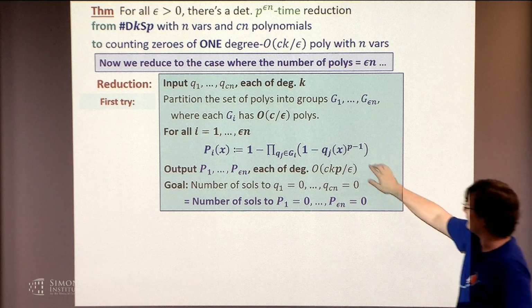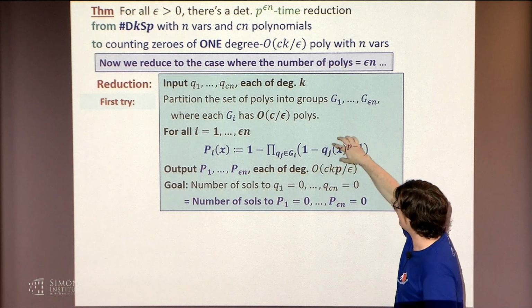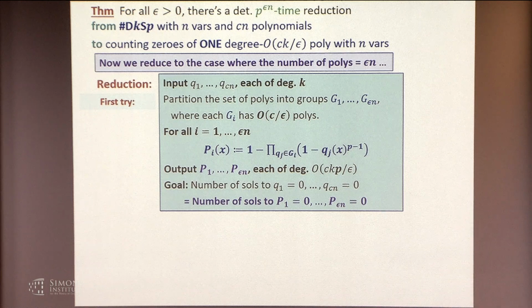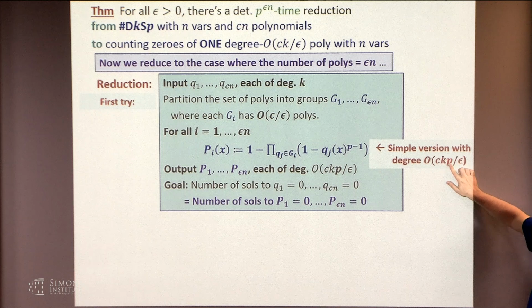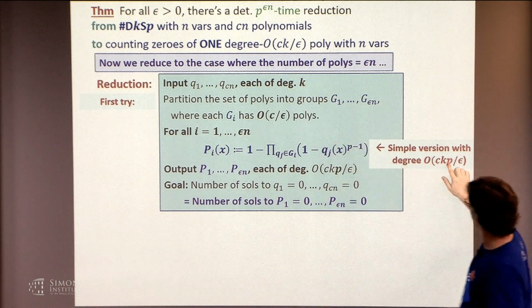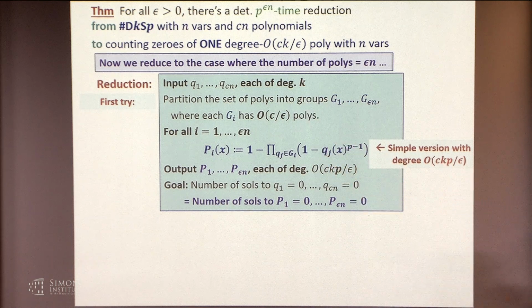This is Fermat's little theorem being applied here to make sure this is always 0 or 1. It's a very, very standard kind of trick, actually. But this actually gives us degree p. So that's not going to give us what we want in the end. It's going to give us, I promise you, ck over epsilon, there's an extra factor of p because there's p minus 1 there. Okay?